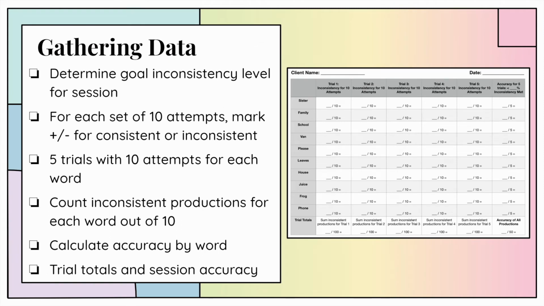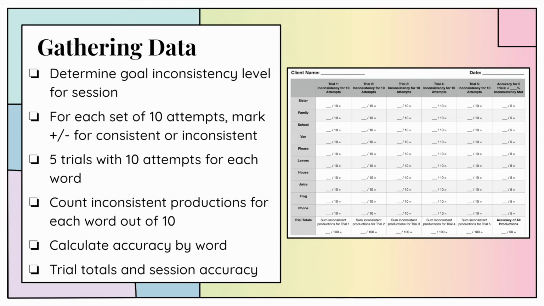So here is how gathering data would look for an activity like this. First, the SLP needs to establish what the goal inconsistency level of production is for this session. If you'll remember way back to our goal example, ultimately, the goal was for the client by the end of all of the intervention to get down to 20% inconsistency, but they're not going to be there right away. So during the weekly interventions, the SLP needs to establish what the goal inconsistency percentage is going to be for this session. This number will be based on the goal and the objectives that are in place for the client.